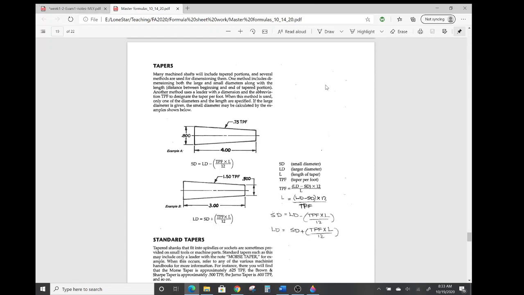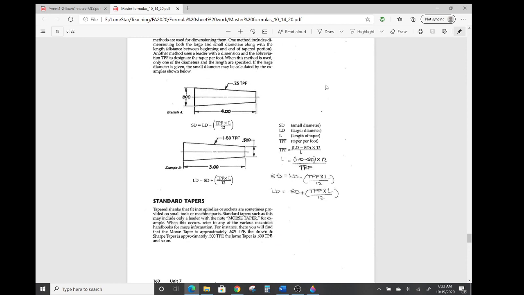All right, so we have a taper. There are all kinds of tapers. You can read all about tapers. Taper per foot is the amount of loss in 12 inches, in a foot. We call it taper per foot. Now, just accept it. SD is the small diameter. LD is the large diameter. Length is the length of taper. TPF is taper per foot. And here's your taper per foot formula: LD minus SD times 12 divided by L.